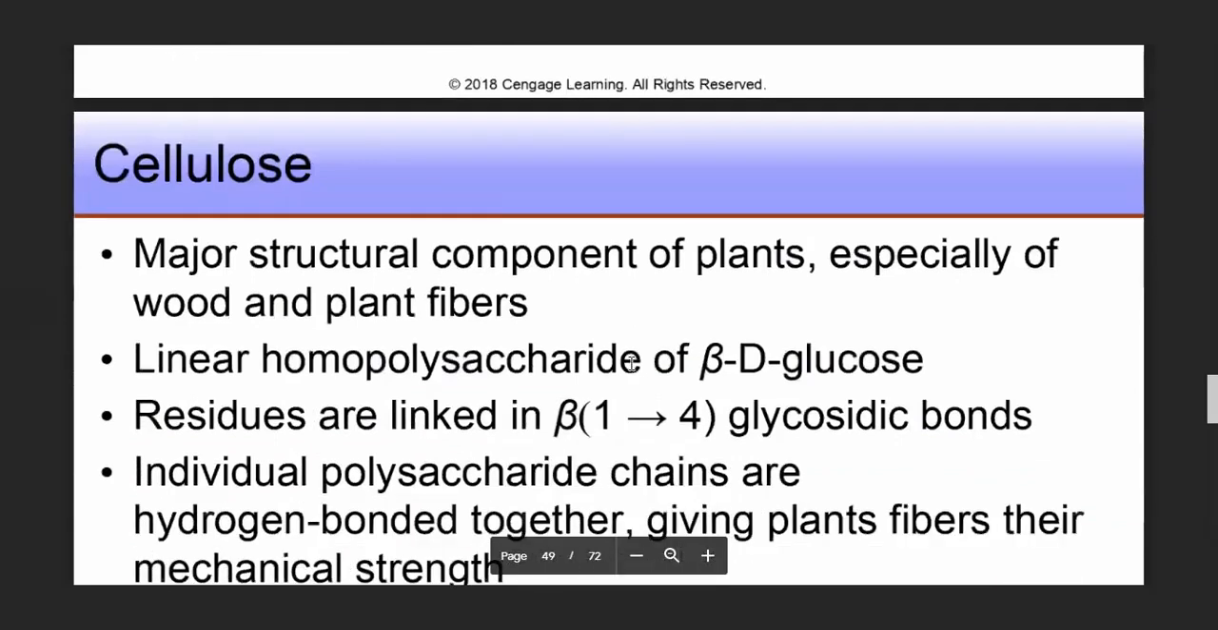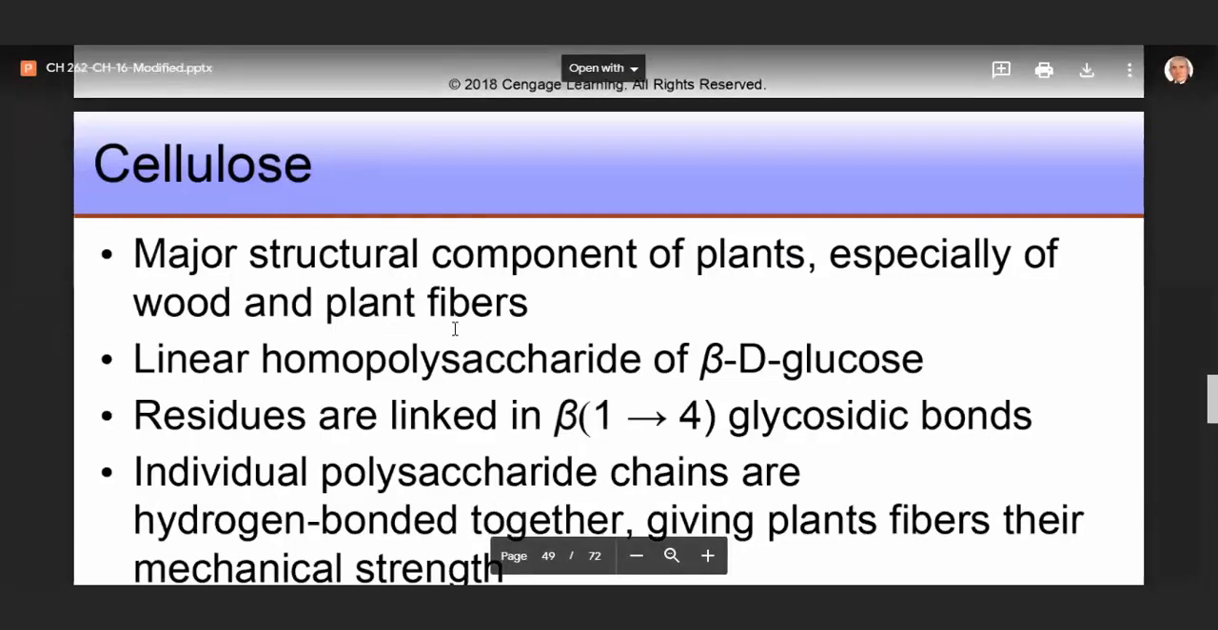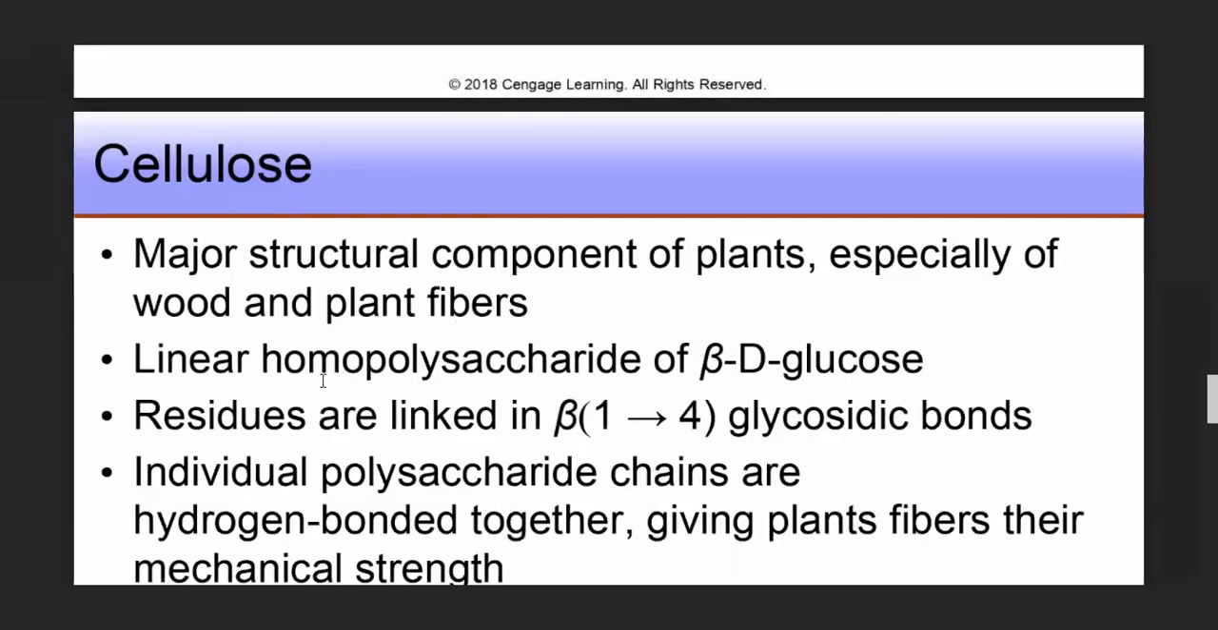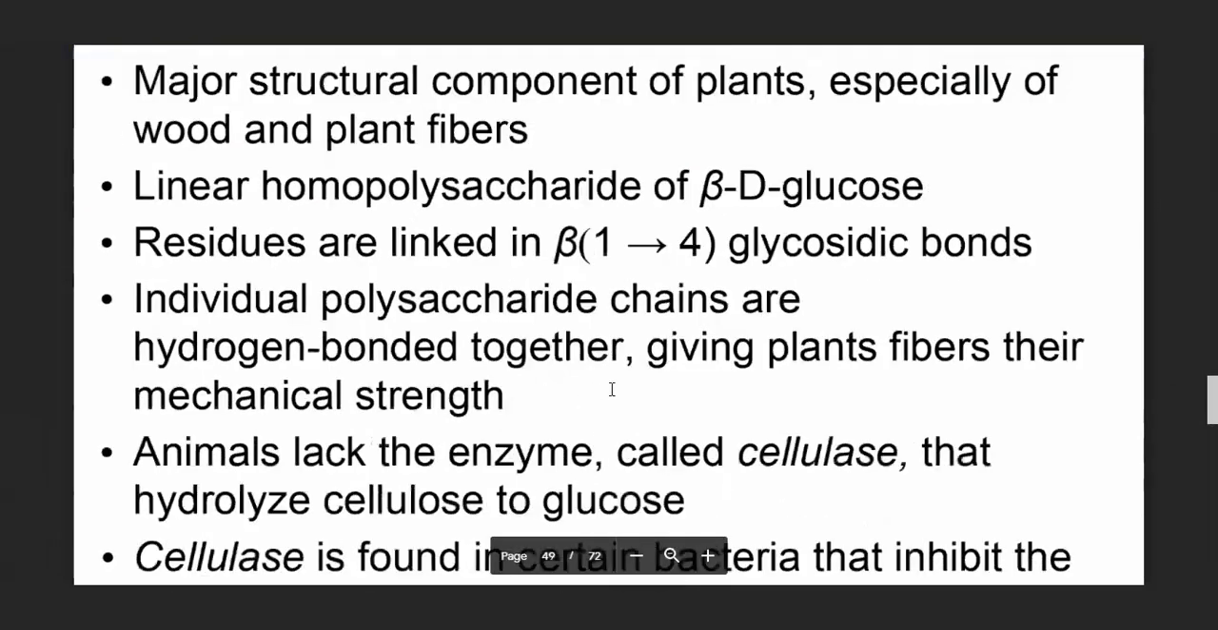Let's start with cellulose, which is the major structural component of plants, especially of wood and plant fibers. It is, of course, a linear homopolysaccharide of beta D-glucose, and all the residues are linked by beta 1,4 linkages. Now, individual polysaccharide chains are hydrogen bonded together, giving plant fibers their mechanical strength.